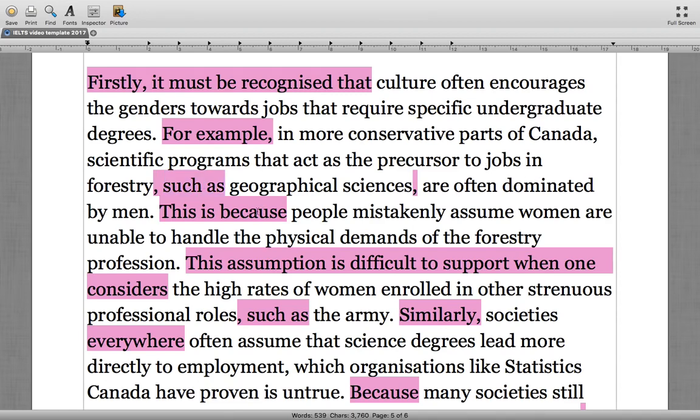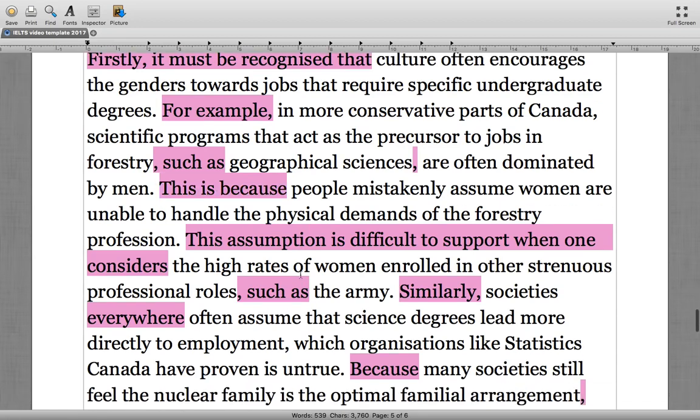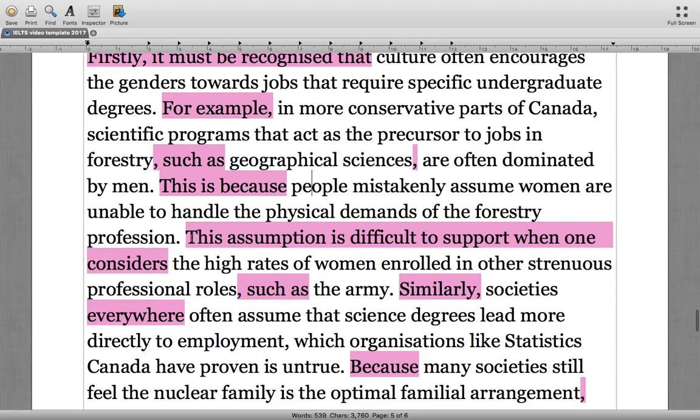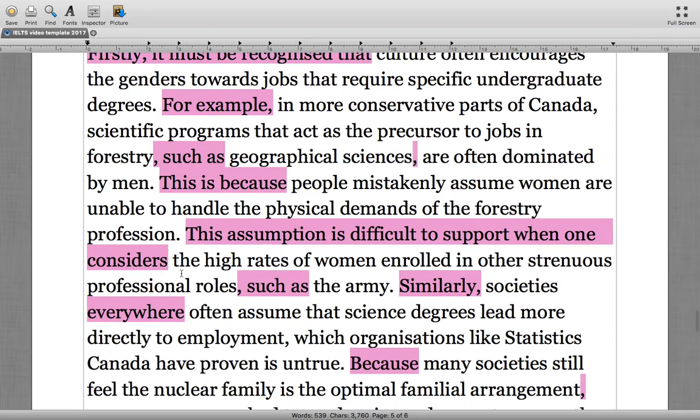Now, in the next couple of sentences, I'm leading the reader towards a logical conclusion. "So this is because people mistakenly assume women are unable to handle the physical demands of the forestry profession. This assumption is difficult to support when one considers..." Okay, again, this is a phrase that you could pop into maybe another essay when you need to disprove an idea. And again, I'm using the comma "such as" down here.